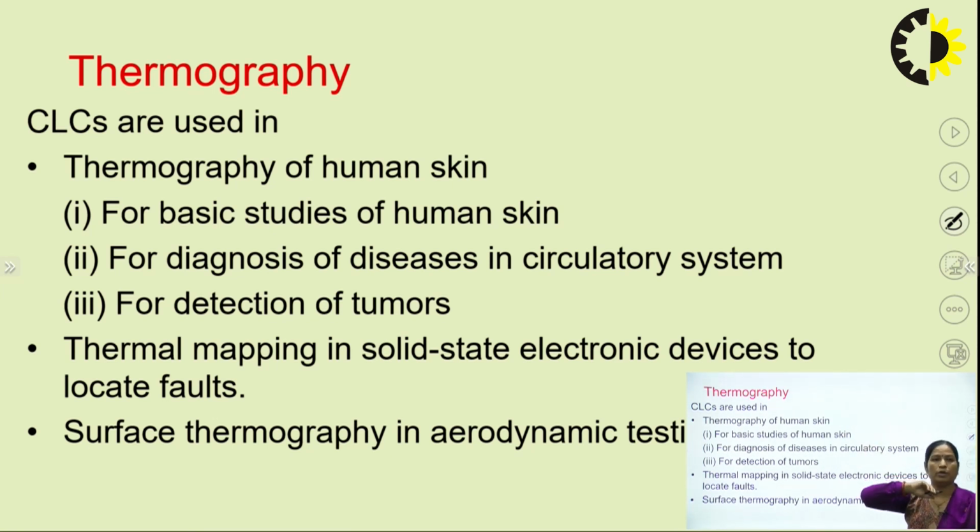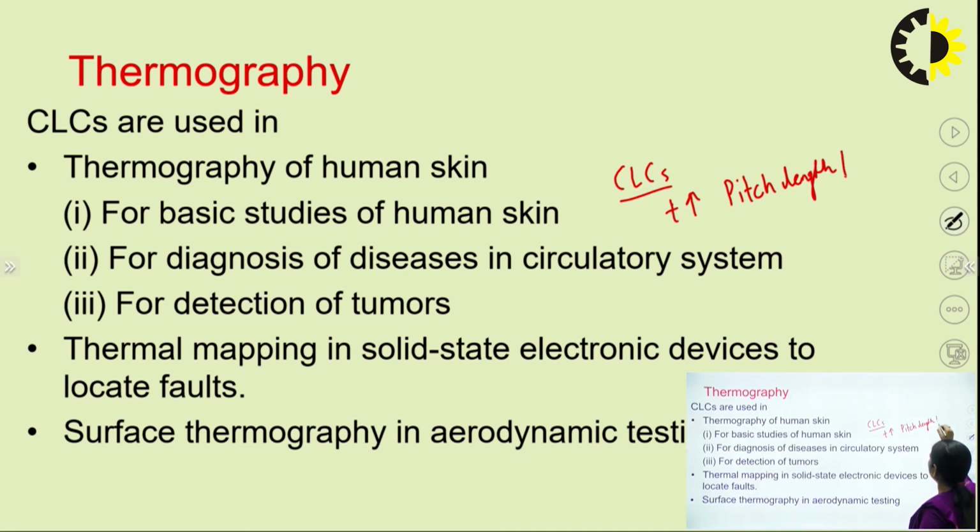Next one is thermography. Here cholesteric liquid crystals are used. As we all know, in cholesteric liquid crystals, on increasing temperature, the pitch length decreases. And when pitch length decreases, the reflection of light completely changes. Due to this difference in reflection of light, a different color can be seen.